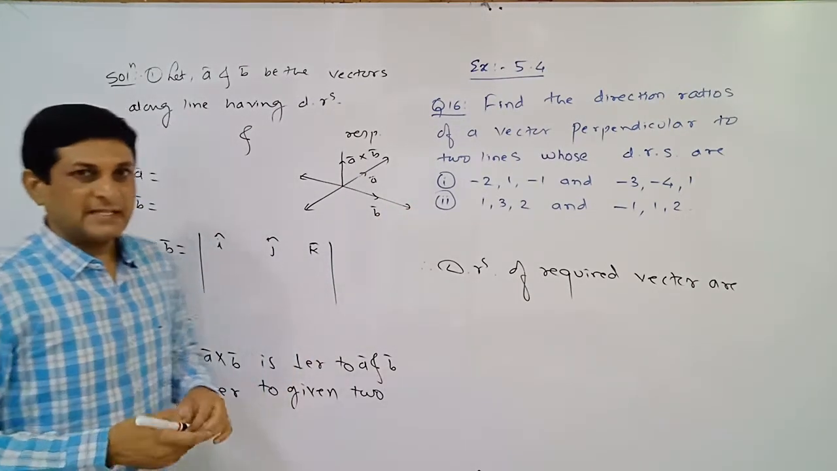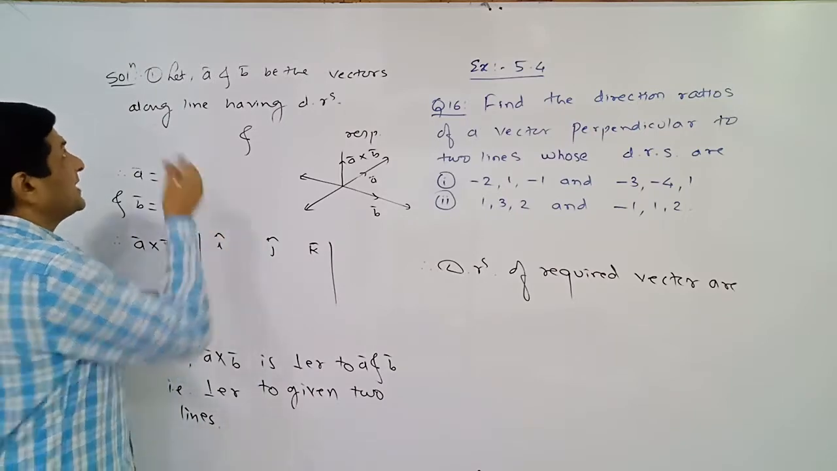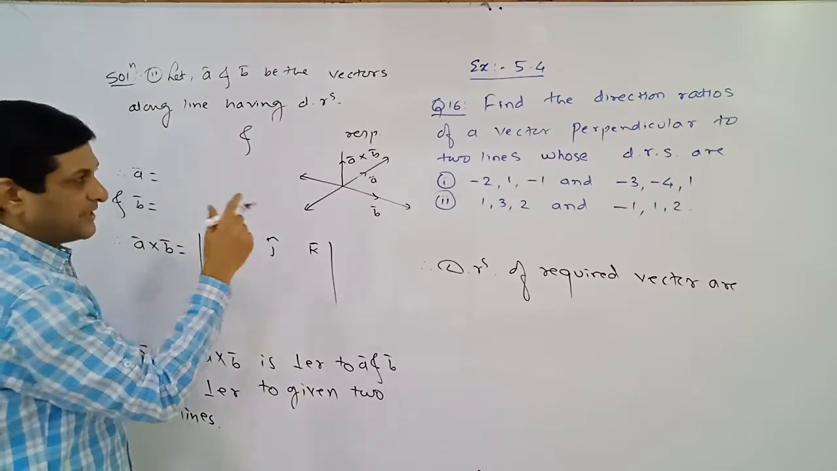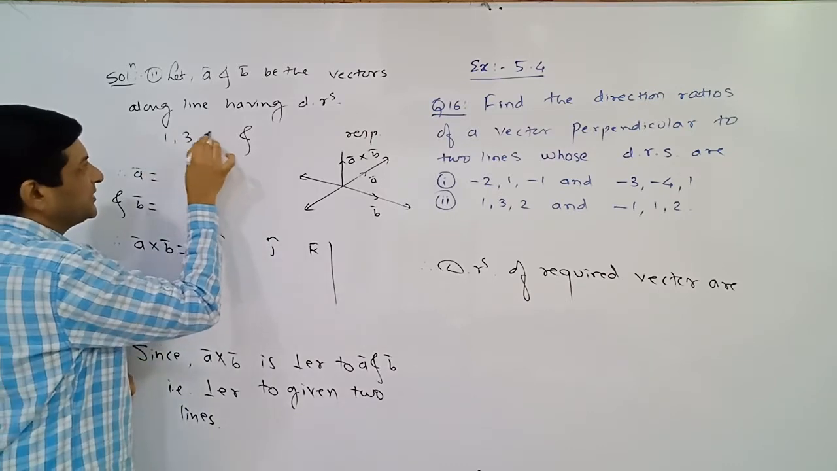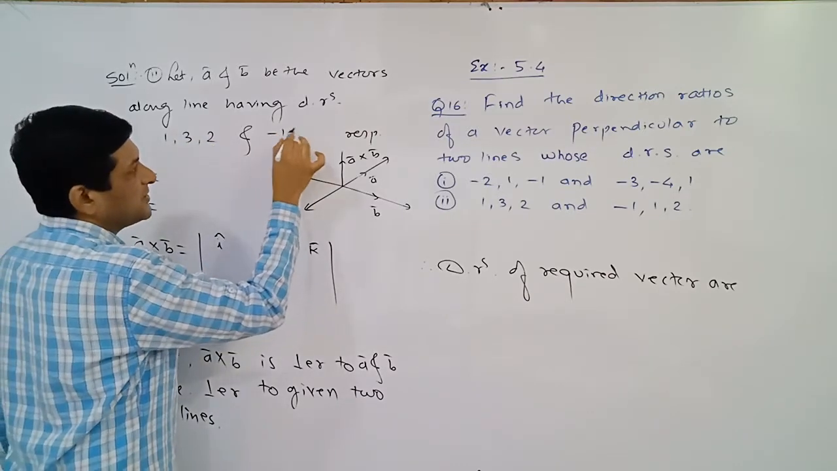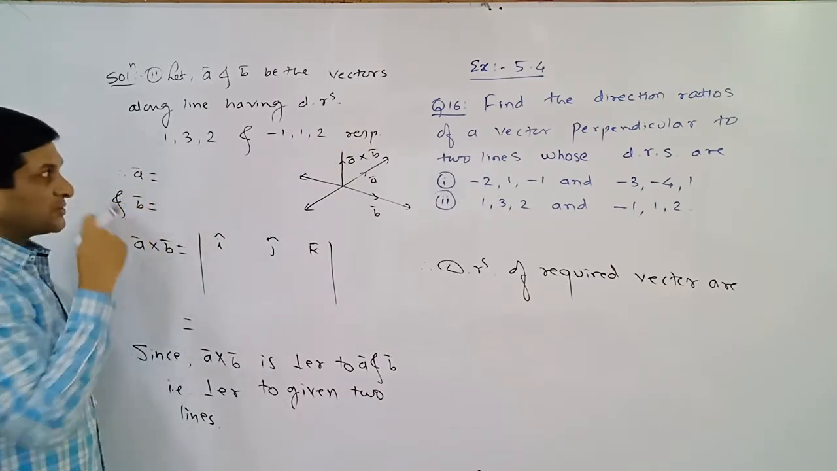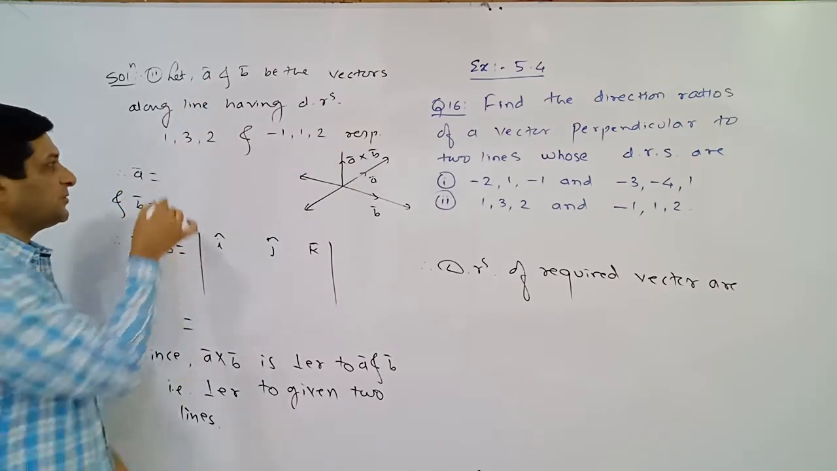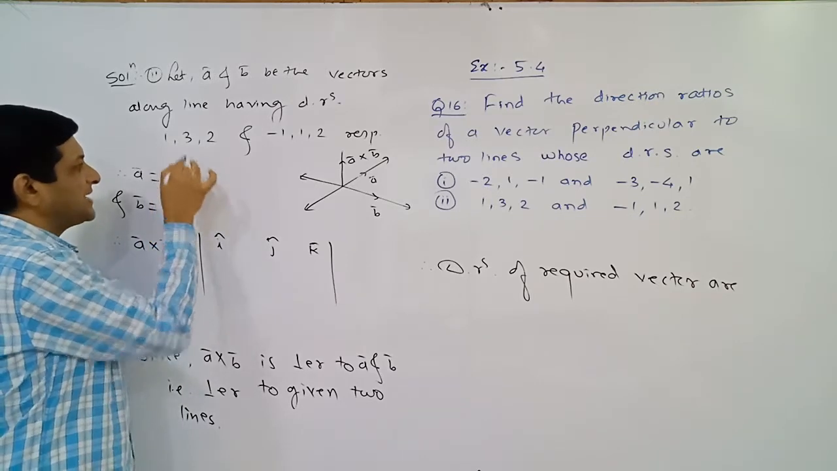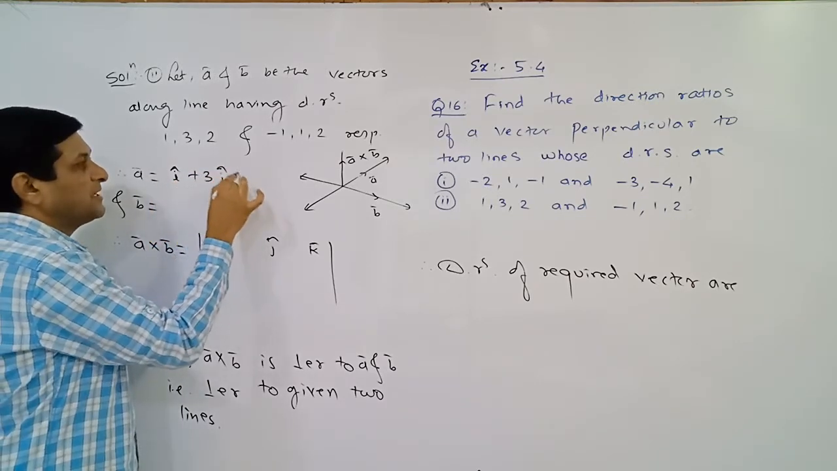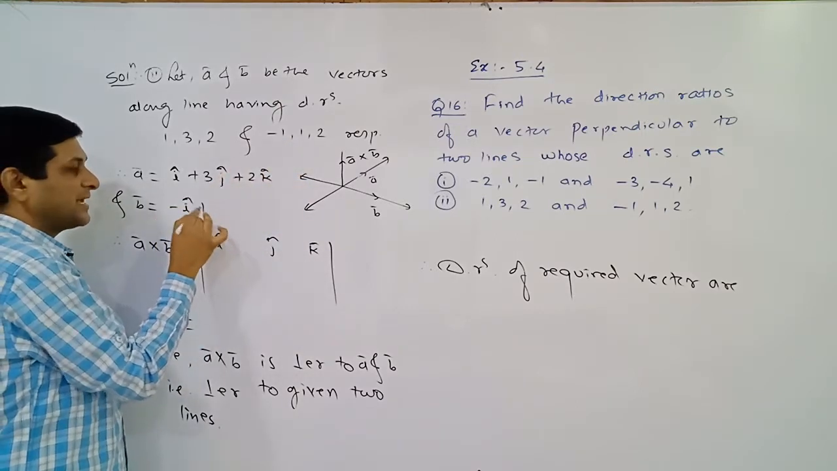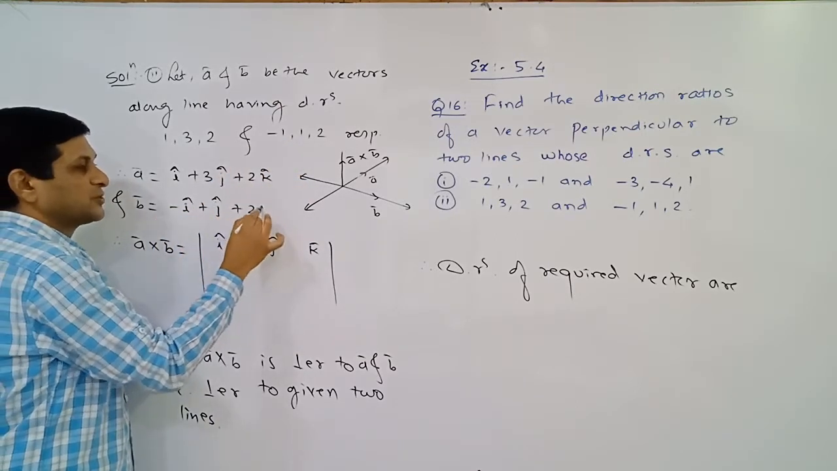Now observe the second example. In the second example, we are again using the same method. Let A bar and B bar be the vectors along the lines having direction ratios 1, 3, 2 and -1, 1, 2 respectively. So A bar is the vector along the first line whose direction ratios are 1, 3, 2. So the value of A bar is equal to i cap plus 3j cap plus 2k cap, and the value of B bar is equal to minus i cap plus j cap plus 2k cap.